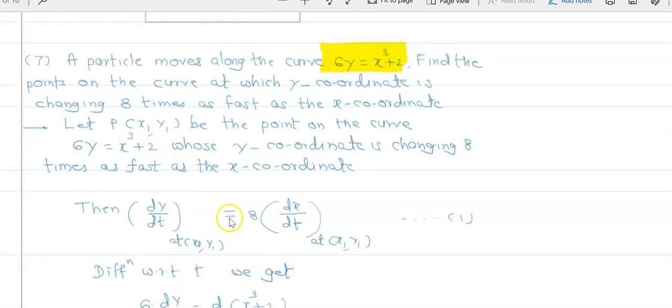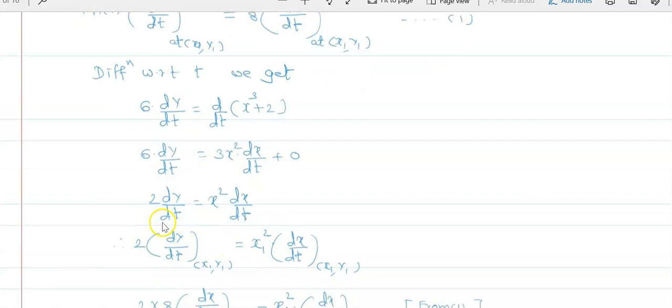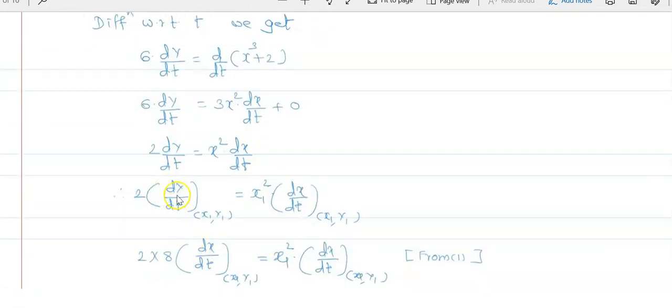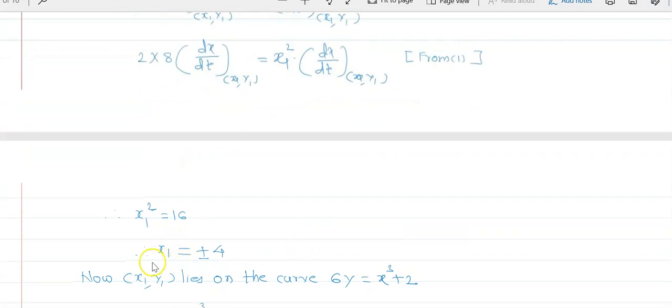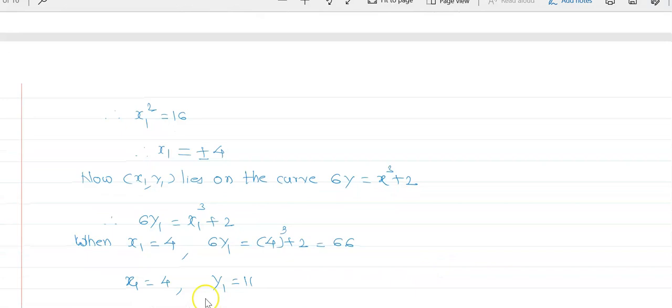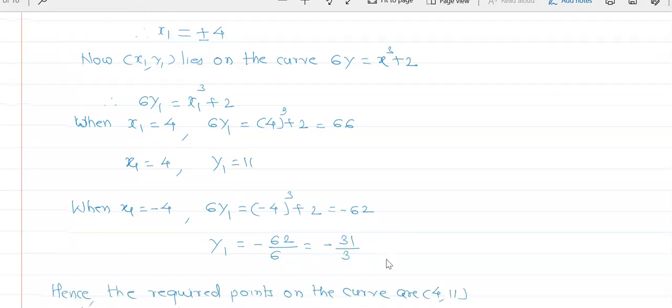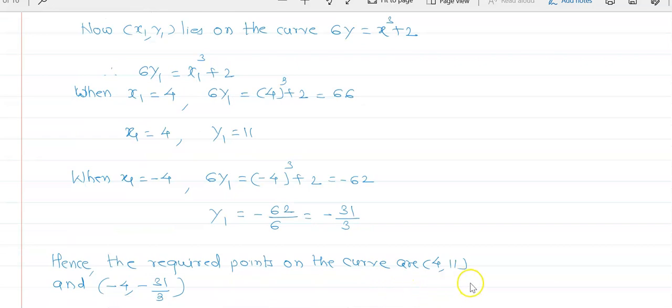Now differentiate the given curve, 6y is equal to x cube plus 2. Derivative of y is dy by dt, x cube is 3x square into dx upon dt, derivative of 2 is 0. That is 2 into dy by dt is equal to x square into dx upon dt. But what is dy by dt? The dy by dt is 8 times dx upon dt. Cancel dx upon dt on both sides. Then you will get x1 square is equal to 16, x1 is equal to plus or minus 4. Now substitute the value. When x1 is 4, y1 is equal to 11. When x1 is equal to minus 4, y1 is minus 31 upon 3. In this way, we have the two points on the curve, 4, 11 and minus 4, minus 31 upon 3.